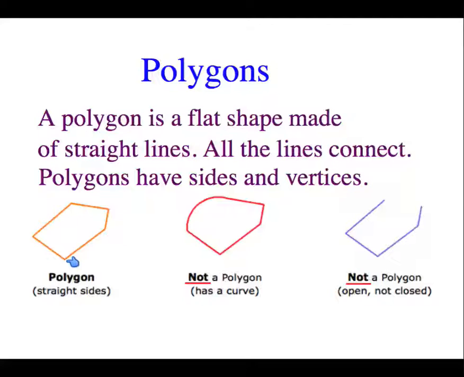So here's a polygon. Notice it has straight sides and they're all connected. Now this one's not a polygon. It has two straight sides, or three, but then it has this curve. So that means it can't be a polygon, but it's still a two-dimensional flat shape. Now this shape, it has straight sides, but it's not closed. It's got a big open place here, so that's not a polygon. It has to be closed, and it has to have straight sides.